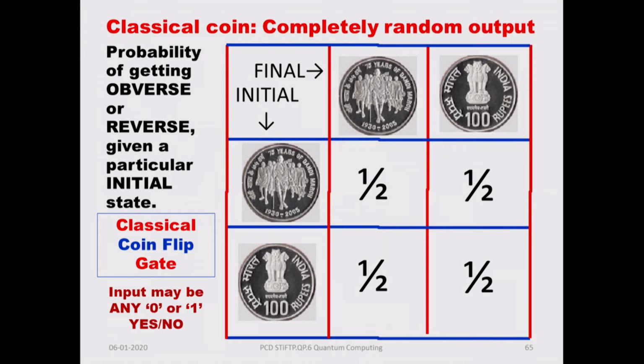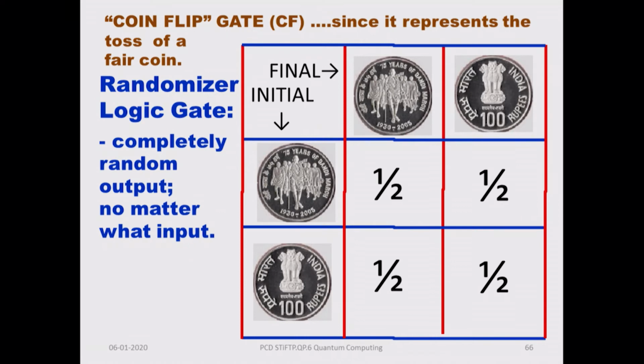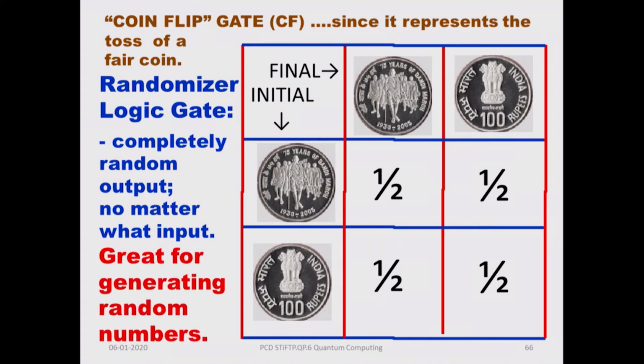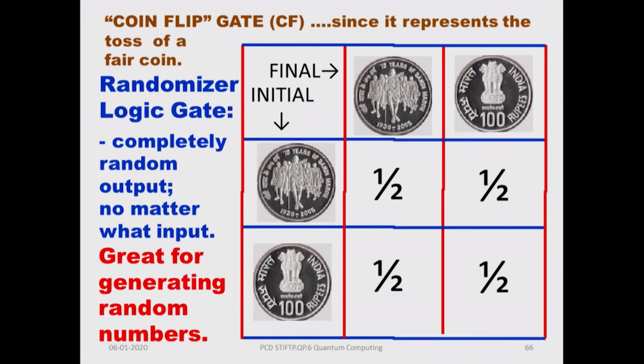So, this is what a classical coin would do, all right. So, this is called a coin flip gate, and this is classical with 50% chance of success no matter what the initial state is, right. The result is completely random and it is great for generating random numbers. So, this kind of gate is often used in random number generators. But then we will also talk about the classical NOT gate, which is completely deterministic.